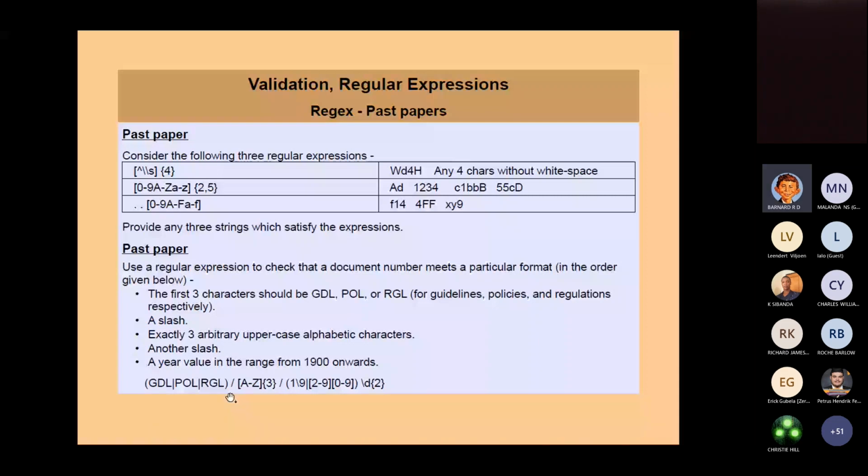Then we've got a literal slash. Then we want 3 uppercase alphabetical characters. So we've got a range A to Z with 3 repetitions. Then we've got a literal slash. And then the more complicated part here.